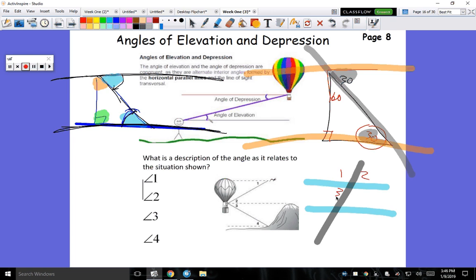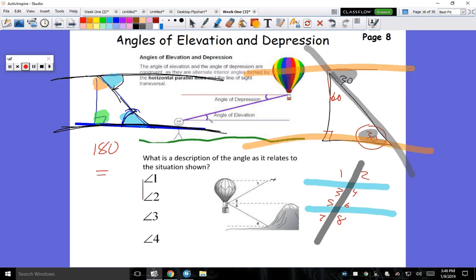1, 2, 3, 4, 5, 6, 7, 8. 1 plus 2 equals what? 180. 1 plus 3 equals what? 180. 1 and 4 are what? No, 1 and 4 are equal. They're vertical. Vertical angles. You with me?